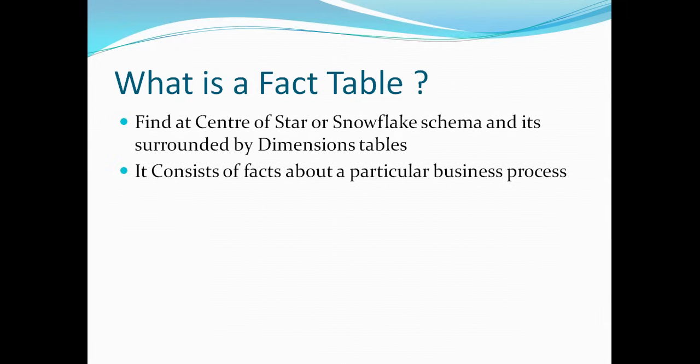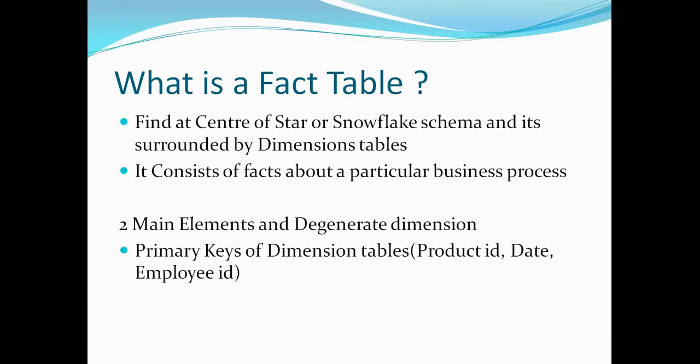The important thing to understand is that it consists of facts about a particular business process. And we will also understand what this statement means in detail. I've given real world examples so that it will be clear to you guys. There are two main elements as I suggest, and then there is something called a degenerate dimension, and I'll explain what that is.